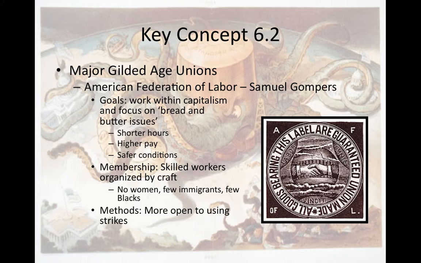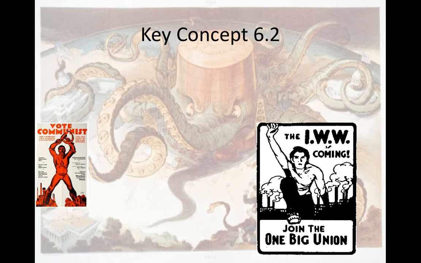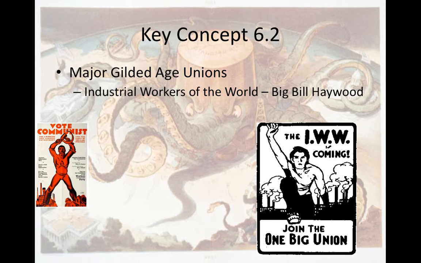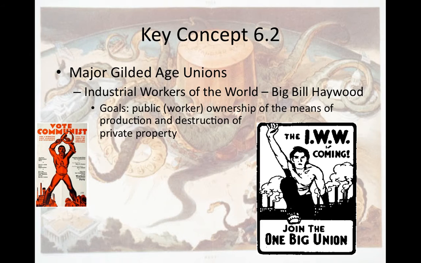So that's that. Now, the last and my favorite of the unions, of course, is the Industrial Workers of the World, headed by Big Bill Haywood. Their goal was to see public ownership of the means of production. So they wanted the workers to be in command of the factories, and they wanted to destroy private property. So they were more communist, if you will.